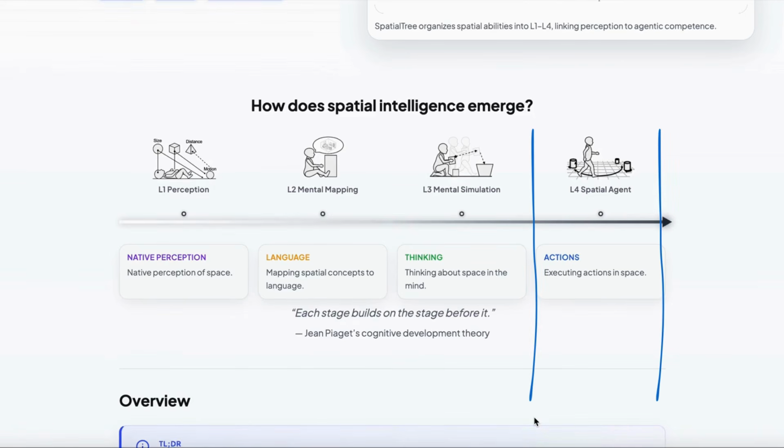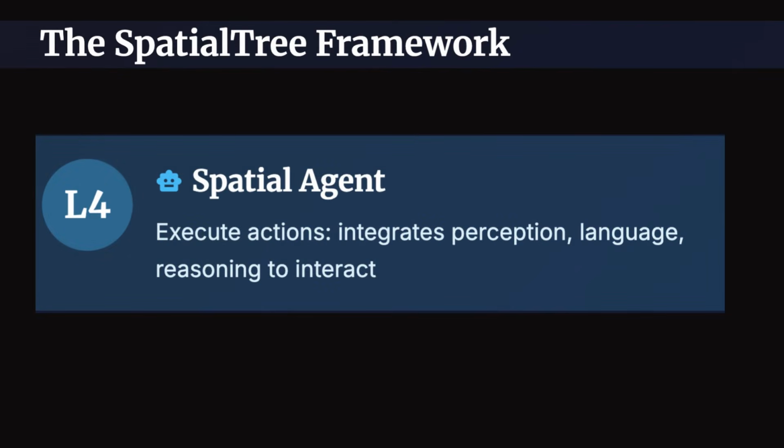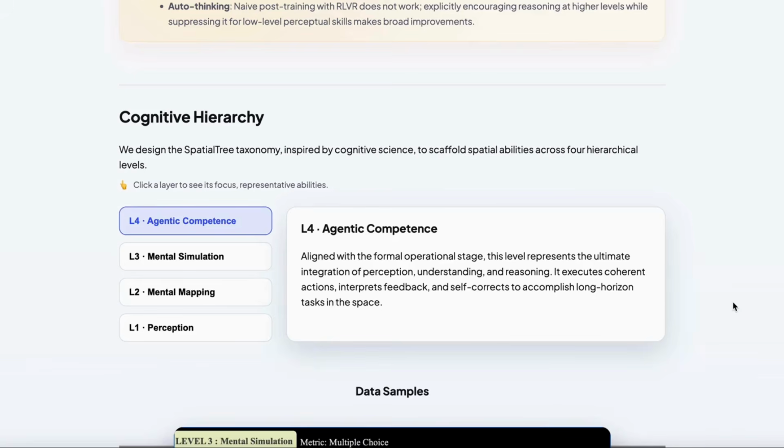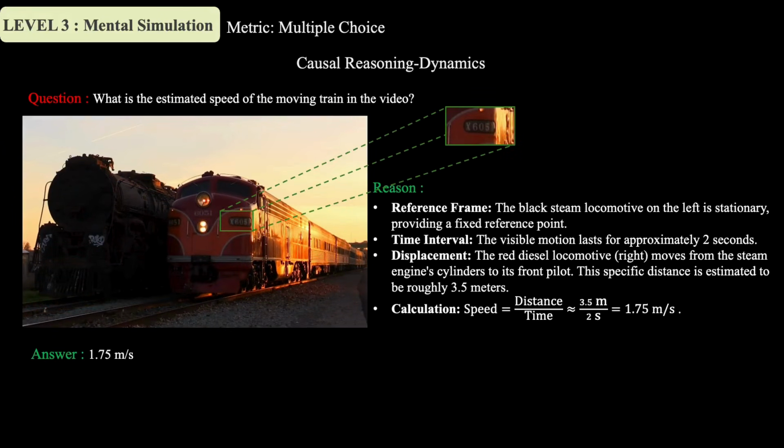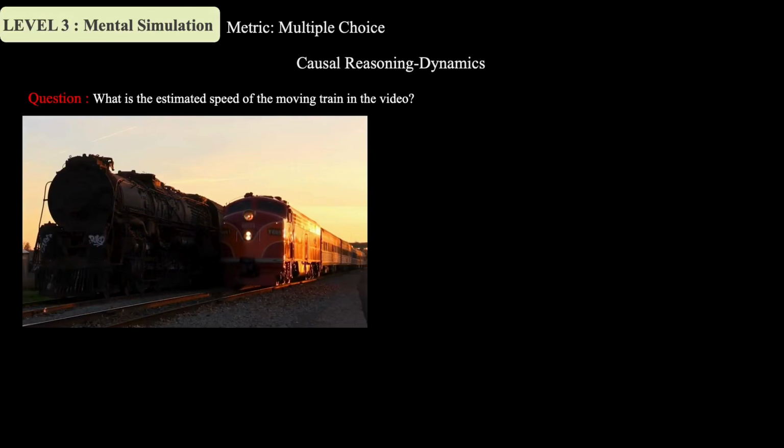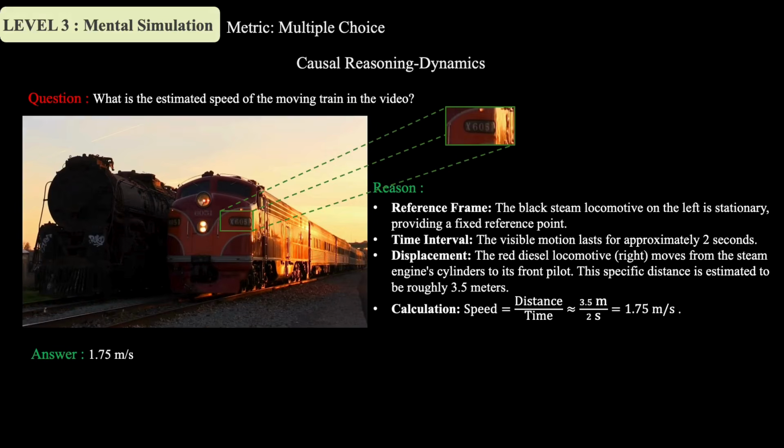And finally, level 4, the spatial agent. This is the holy grail. At this level, the system doesn't just understand space, it acts in it. It seamlessly integrates perception, language, and reasoning to interact with the environment. The model can execute actions, interpret feedback, and adapt as the world changes. It can handle long-horizon spatial tasks, planning, adjusting, and completing goals over time. This is the moment where AI crosses a critical threshold from a passive observer to an active, spatially grounded agent.